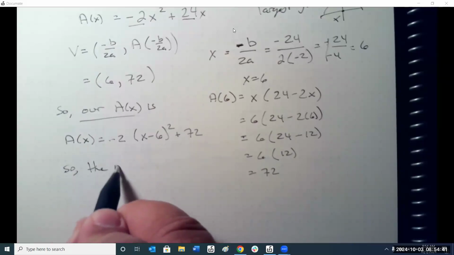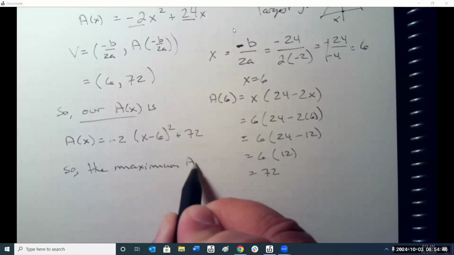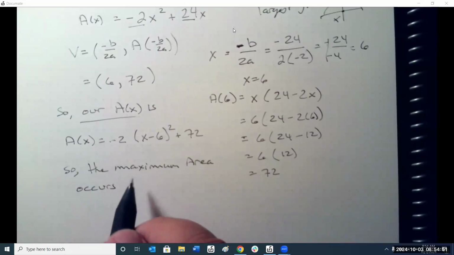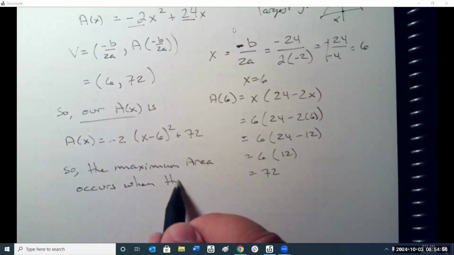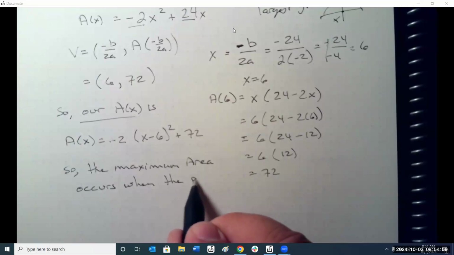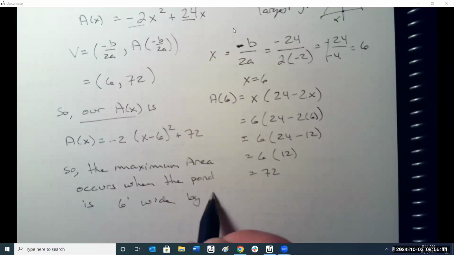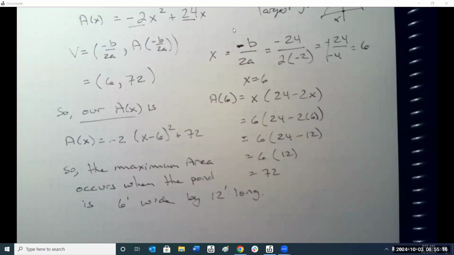So the maximum area occurs when the pond is 6 feet wide by 12 feet long.